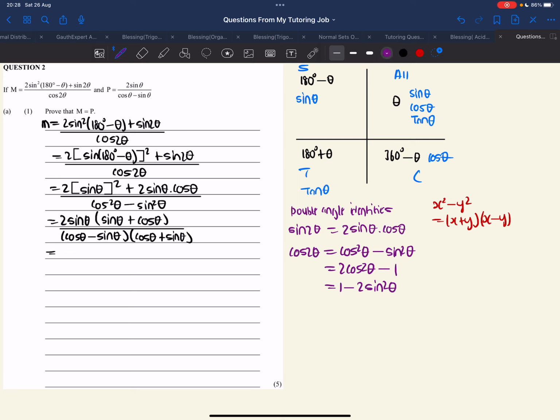Now can you see that this bracket and that bracket are going to cancel out, which is basically going to leave us with 2 sine theta all over cos theta minus sine theta, which is basically equal to p. Because in p, can you see that we have 2 sine theta over cos theta minus sine theta? Okay, and that's how you could have done question 2A1.